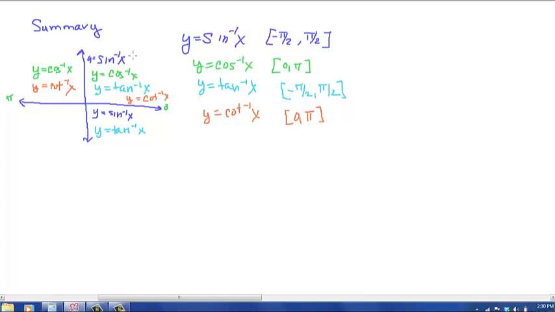Although secant and cosecant will follow the same patterns as sine and cosine. So cosecant will be in, let's get that same color as sine. So cosecant also restricted to first and fourth. And secant also restricted to first and second.